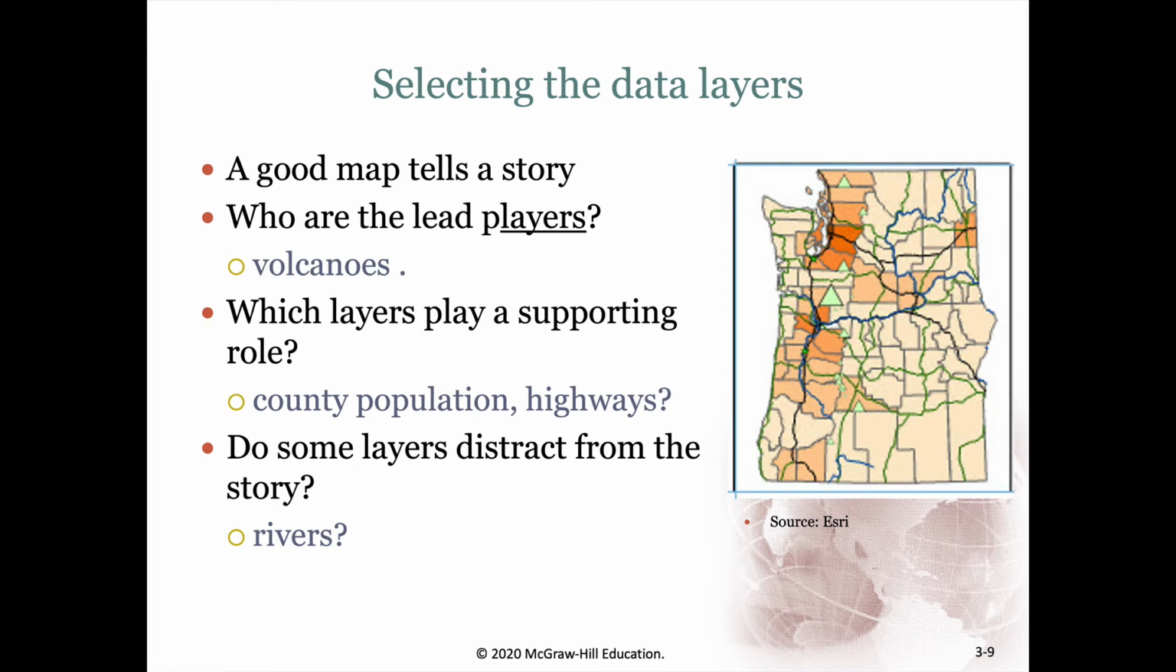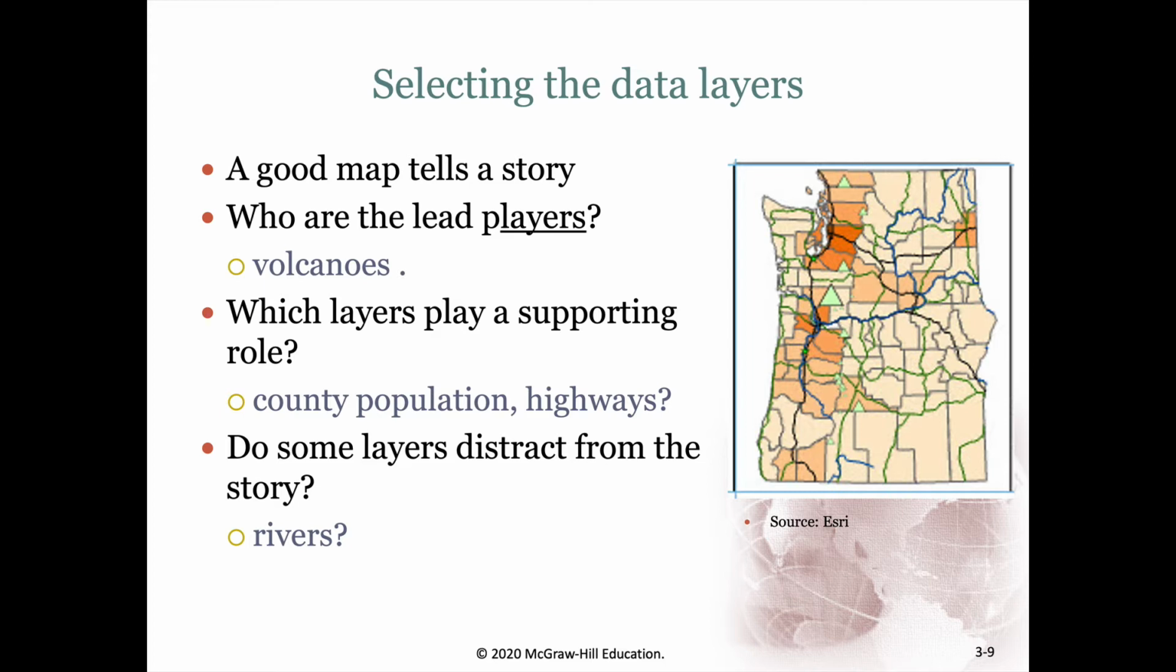One important consideration in map design is selecting the data layers that you want on the map. You want your map to tell a good story and you want it to make a good impression. So you can think of these different layers as a pecking order or a hierarchy of what is the most important thing on your map and what is less important. Or as in this example here, who are the lead players on your map?